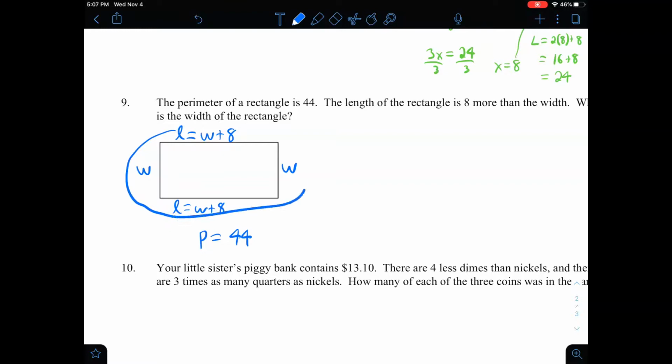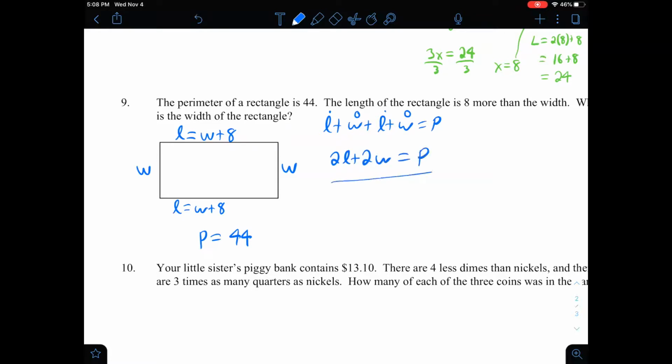So we have a length, a width, a length, and a width, right? If we go around the outside, length plus width plus length plus width equals P. But if we combine like terms, this is where the actual formula comes from. We got L and L, we got W and W. So we have 2 L's plus 2 W's equals P. This is the formula that you'll see mostly for perimeter of a rectangle. But you could still just add them up if you wanted to.